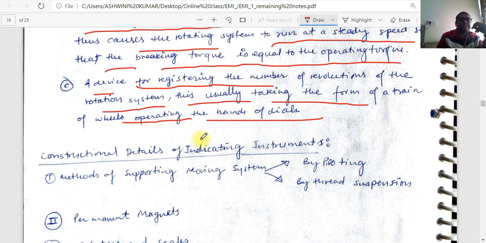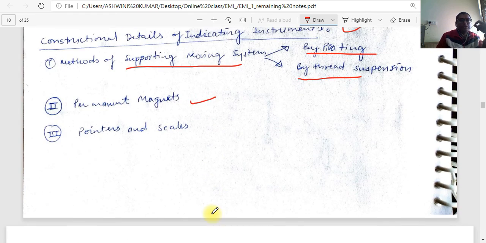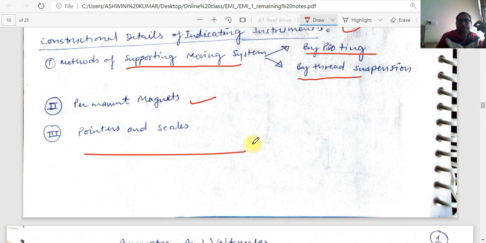The constructional details of indicating instruments. For this, the methods of supporting the moving system: the first one is by pivoting, the second is by thread suspension, and the other is the permanent magnet. Pointers and scale are also there.